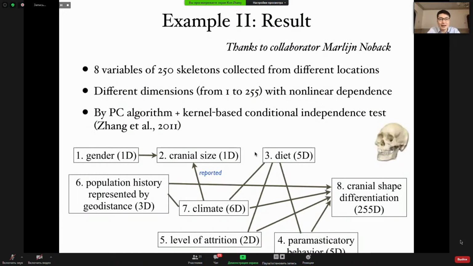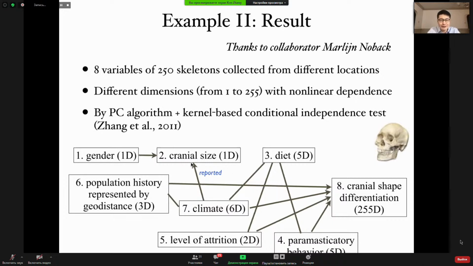So you can apply PC combined with our kernel-based conditional independence test, because here we cannot really assume the relationships are linear. They can be very complex. So you use the nonparametric method for conditional independence testing. Right here, you can see the result by PC combined with this test method. Some edges are directed, some are not.